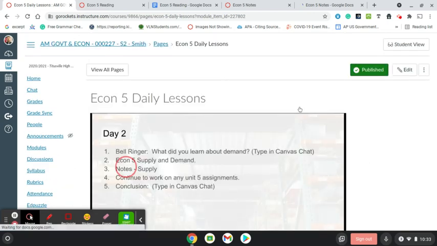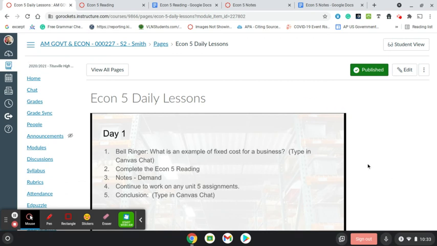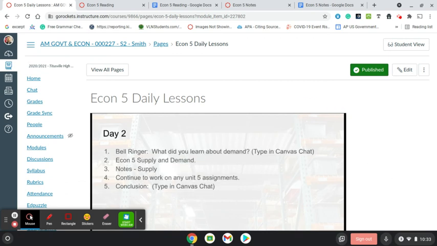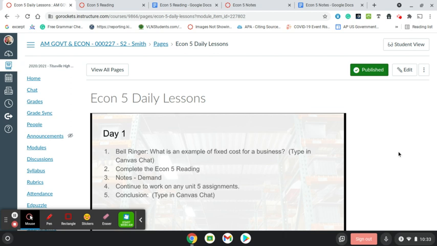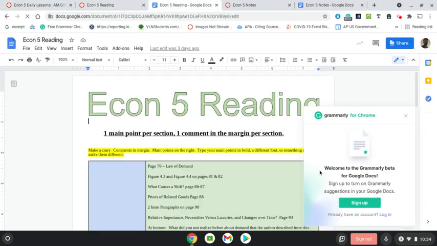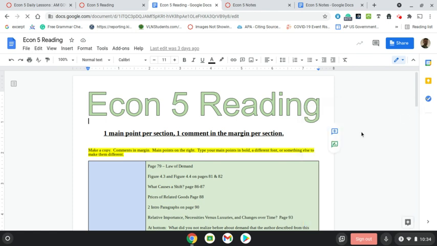Right, so this is the first day. And so the question for the bell ringer is: what is an example of a fixed cost for a business? That's what we're talking about: supply, demand, costs, and how they're created. Hopefully you had time to work on the reading by clicking on the document. Make sure you just have one main point and comment in the margin for each of those.